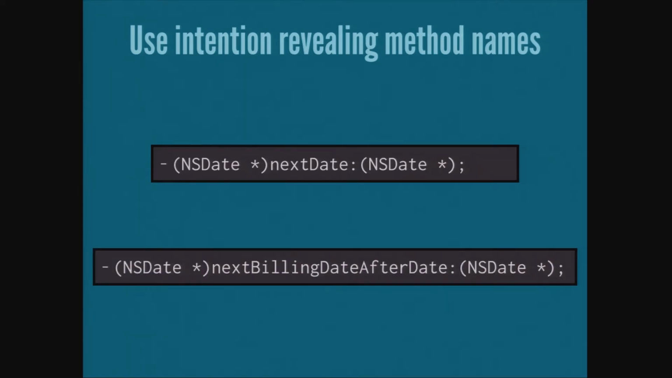This one is much more descriptive. nextBillingDateAfterDate, which makes a lot more sense. I can already sort of build what I think that this method does. And I haven't written any documentation for it yet. Documentation might be important for this method, but I've gone a long way by just adding a descriptive name for this method.